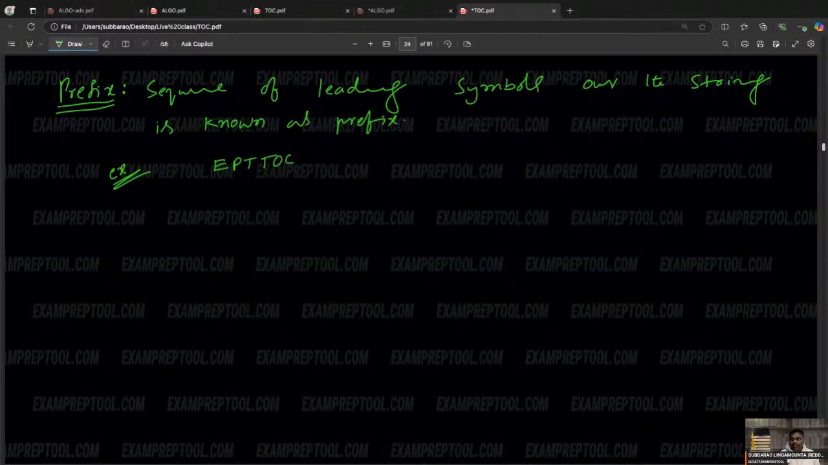What is the meaning of prefix? I want to explain. EPTTOC. Everyone observe. EPTTOC. What are the prefixes? This is the string. What are the prefixes? Can you see this one? Prefixes.